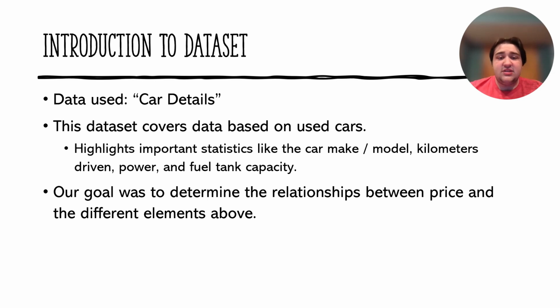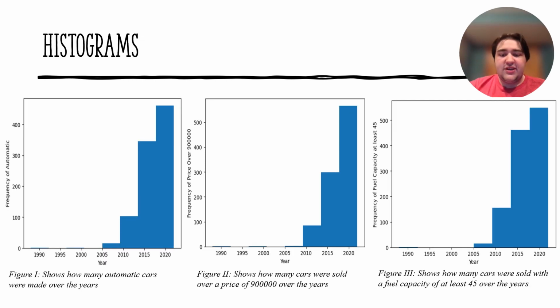In addition to these, it also included other statistics like torque, the number of seats, drivetrain, which is all-wheel drive or front-wheel drive, the dimensions of the car, and also the color, but we didn't include them in the scope of this project, even though they could be deemed as important. Our goal for this project was to explore the relationship between price and how it correlated to these different elements above. These are our histograms.